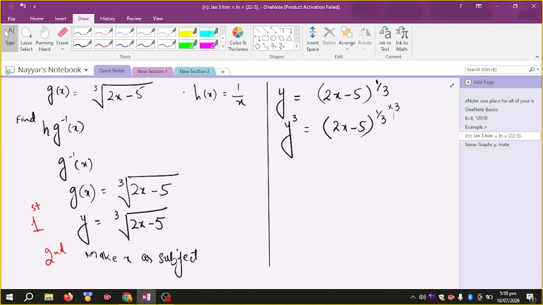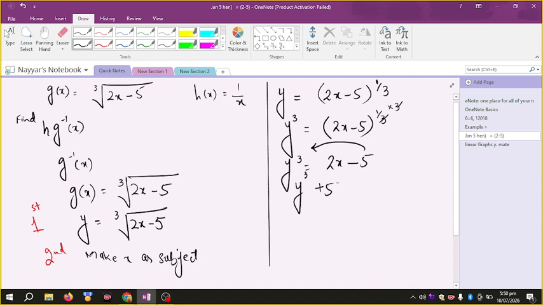Okay, so I'm going to omit the cube root with the cube. So I got y cube is equal to 2x minus 5. Now we have to make x the subject, so we are going to move 5 to the left side, so it will become y cube plus 5 is equal to 2x. Who is multiplying with x? When we move it to this side, it will be divided. So x is equal to y cube plus 5 upon 2. So this is our x.